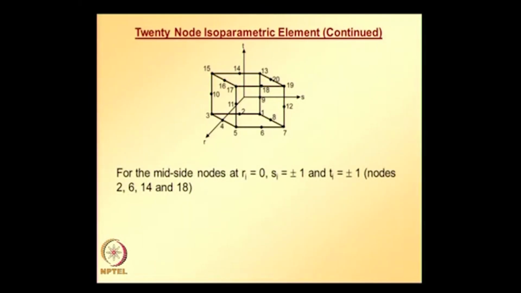And for mid side nodes whose R coordinate is 0, and S coordinate, T coordinate are plus or minus 1, that is nodes 2, 6, 14, 18, the shape function is given by this. Please note that these expressions are valid only for the node numbering that is shown in the figure here, and if you adopt a different node numbering then these expressions are going to be different.